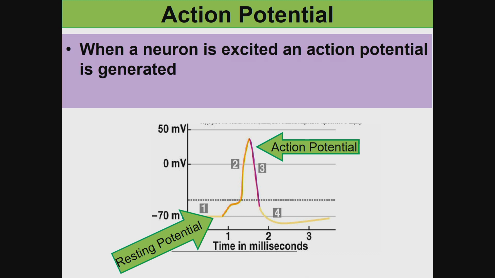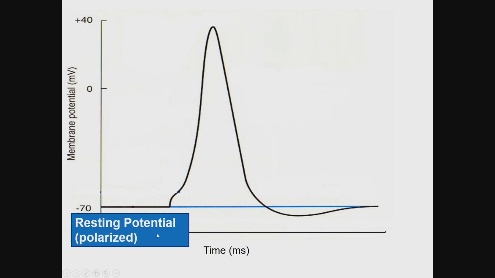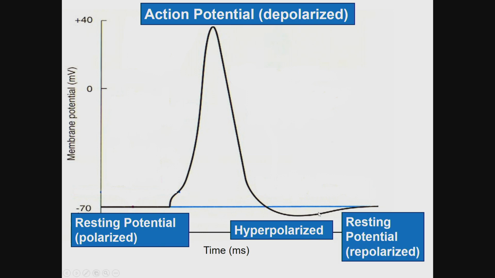When a neuron is excited, an action potential is generated. The sodium-potassium pump is turned off during an action potential. Let's label the parts of an action potential. When there is no stimulation, we say the neuron has resting potential or is polarized. At the top, it has action potential or it is depolarized. Dipping below the line is called hyperpolarized. And back to resting potential, we say the neuron is repolarized.